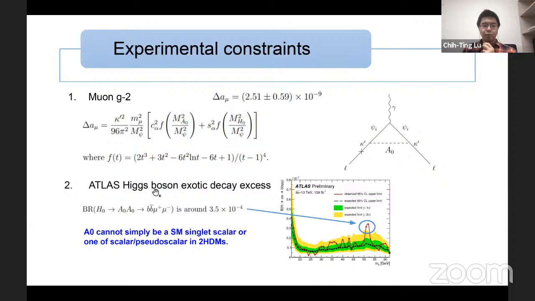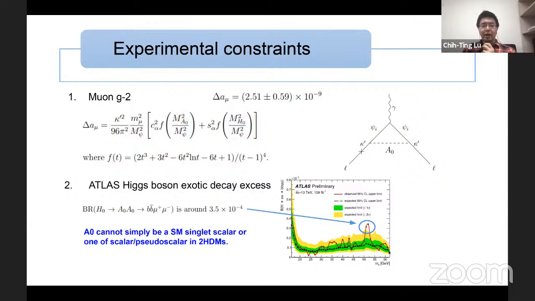And the second part is we try to fix our parameter space to agree with the ATLAS Higgs boson exotic decay excess for this one. We can explain this as the branching ratio of H0 to A0 A0, and to 2b 2 mu, around this value, 3.5 times 10 to the minus 4.